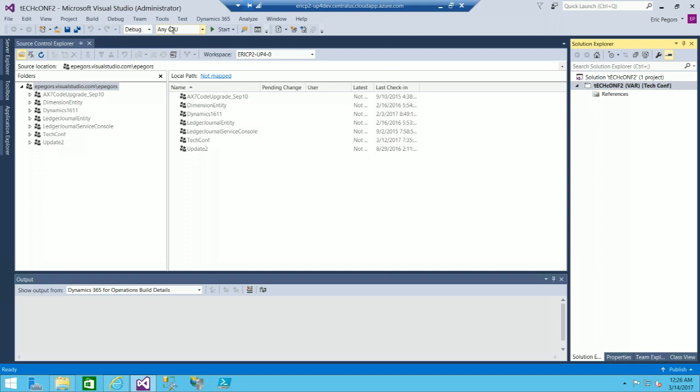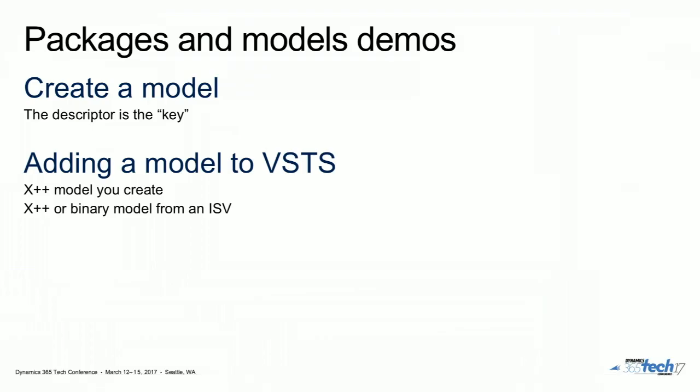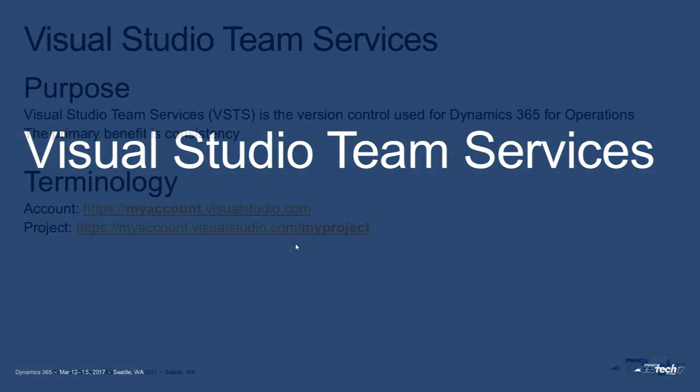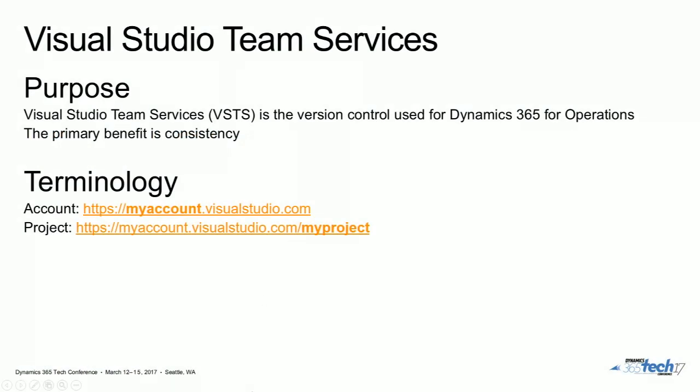Okay, so let me go back and do a little bit more of the presentation before I finish that. So I'm going to talk about Visual Studio Team Services. Visual Studio Team Services, or VSTS, originally called VSO, Visual Studio Online, is the version control used for operations. And we use it for the primary benefit of consistency. Things like when you install a hotfix, make sure that it's on all of your development VMs and obviously in production. We won't really cover this. I don't think we really use it that much.